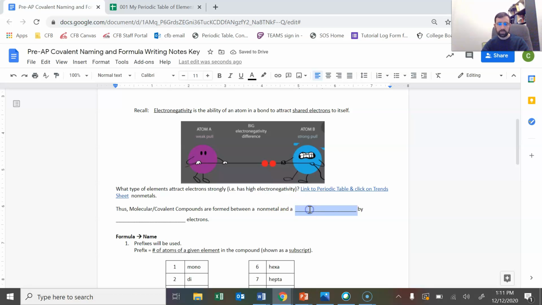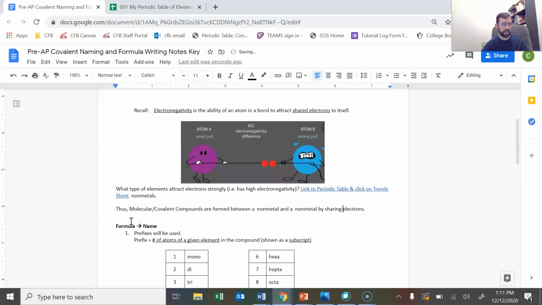Thus, the molecular or covalent compounds are formed between a nonmetal and another nonmetal. And the way that they form these is by sharing electrons.